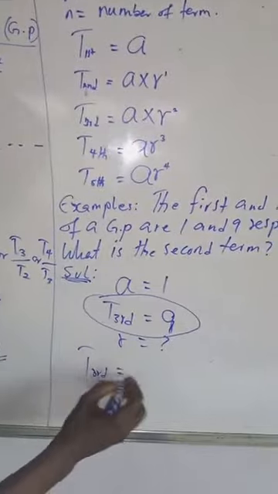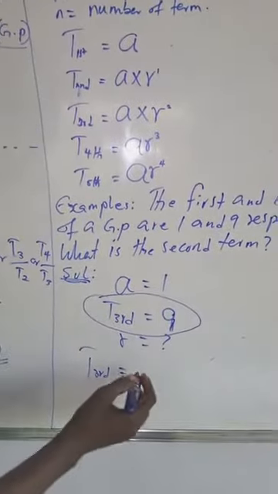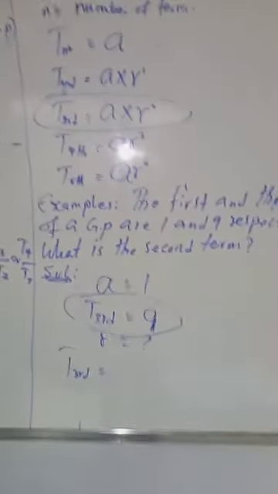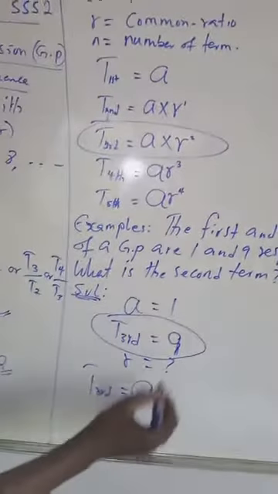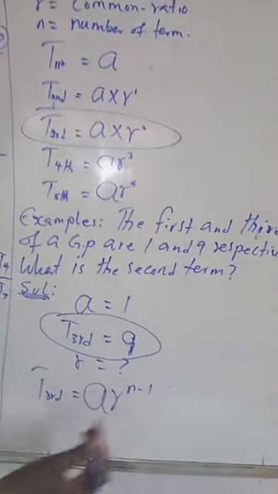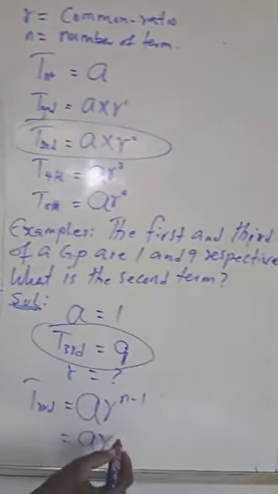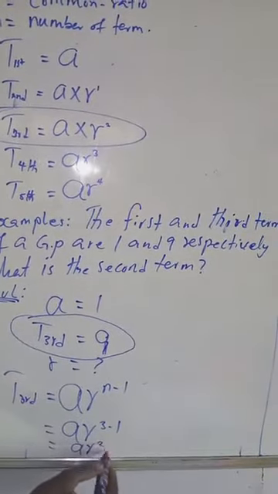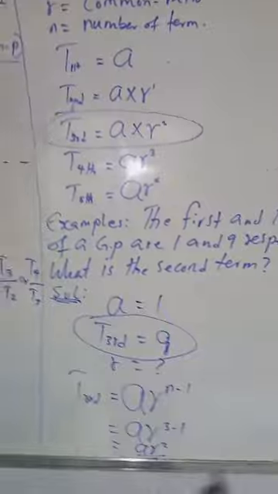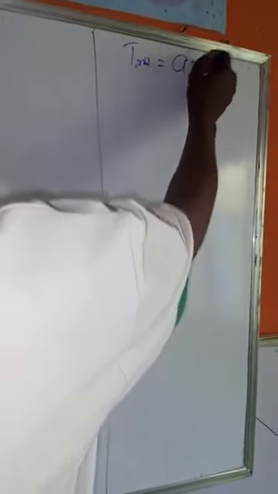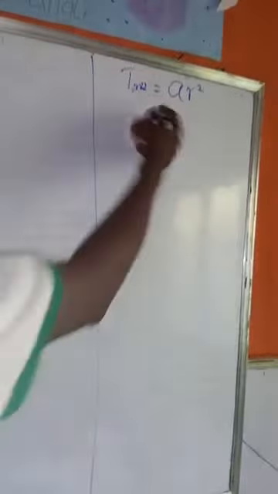Our third term, ordinarily, look at the third term that I've done here, just apply that. So you are saying ar raised to power n minus 1. This is 3, which is ar raised to power 3 minus 1, and that's ar raised to power 2. So that's our third term. So if our third term is ar raised to power 2, you will do this one by one.